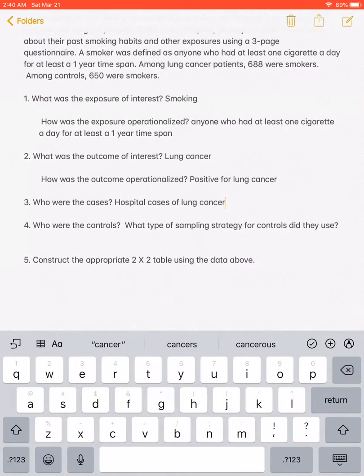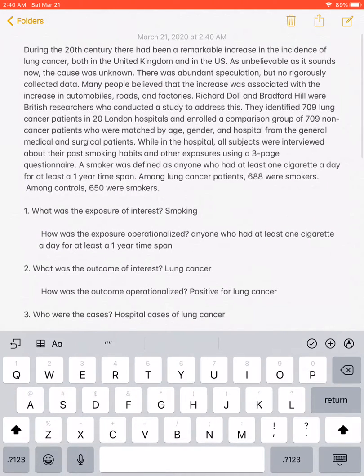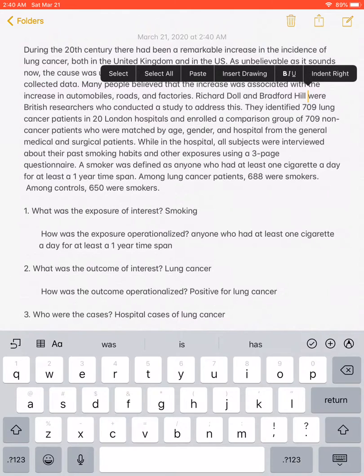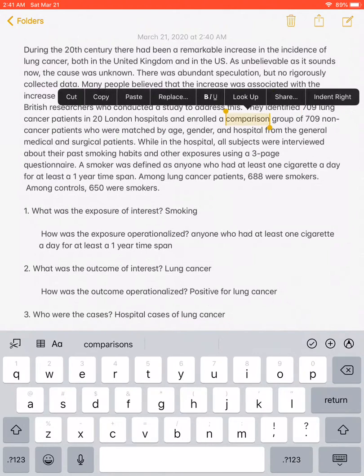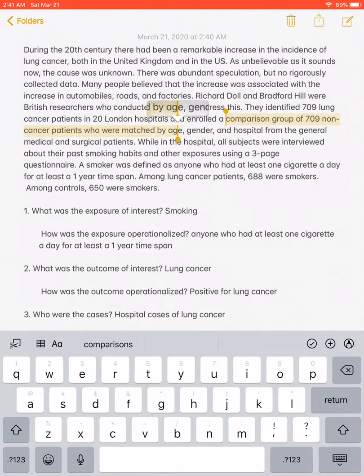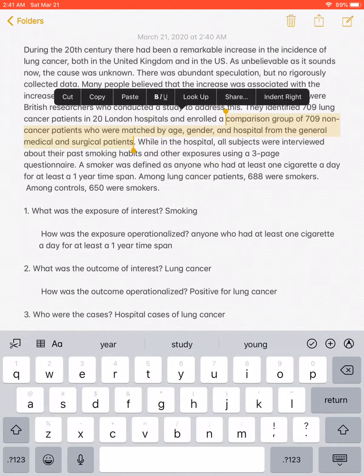Alright, so who are our cases and who are our controls? How did they find our controls? So if you go back in here, you see they found 709 lung cancer patients, right? I'm looking right here. 709 lung cancer patients in 20 London hospitals. And where did they go find the matches? So they had to find a comparison group, our control group. 709 non-cancer patients from the hospital and in the general medical and surgical patients.